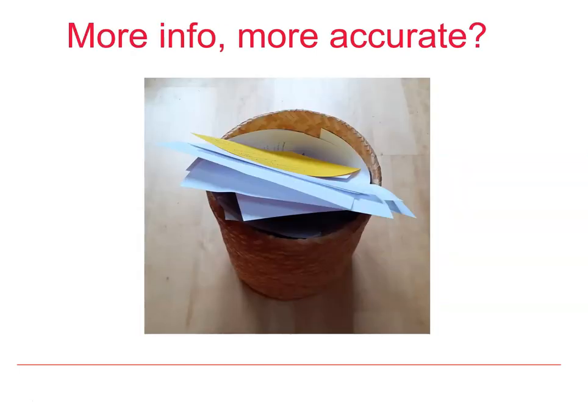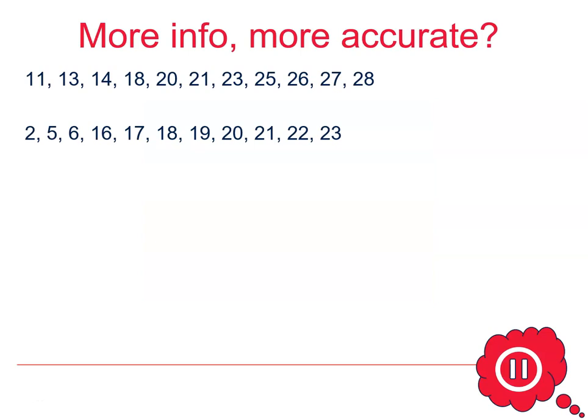The single sample sign test is all very well, but you're ditching a whole load of information. These two sets of data would give exactly the same result for a null hypothesis that the median is 15. Pause the video and try a single sample sign test on both sets for a 5% significance level.